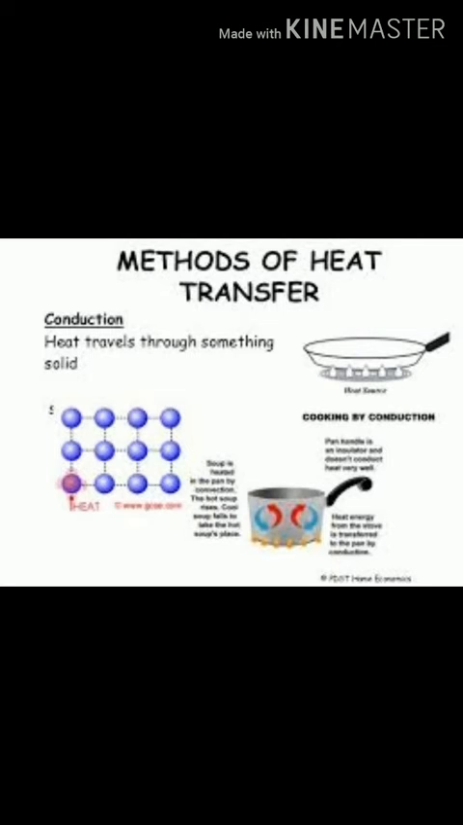You might have observed that a frying pan becomes hot when kept on a flame. Why is it so? It is so because the heat passes from the flame to the utensil. When the pan is removed from the fire, it slowly cools down. Why does it cool down? Because heat is transferred from the pan to the surroundings.